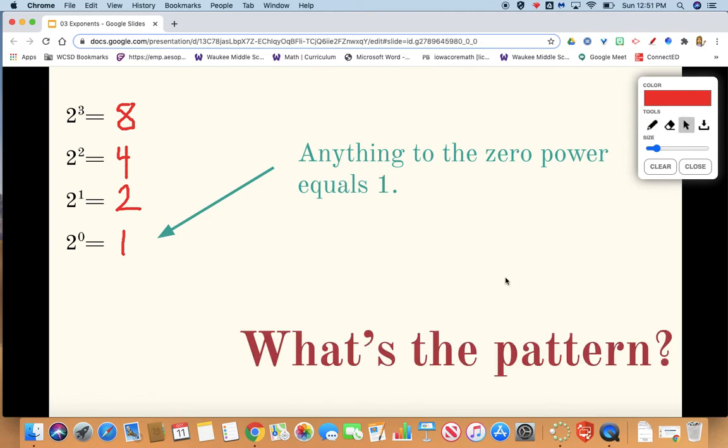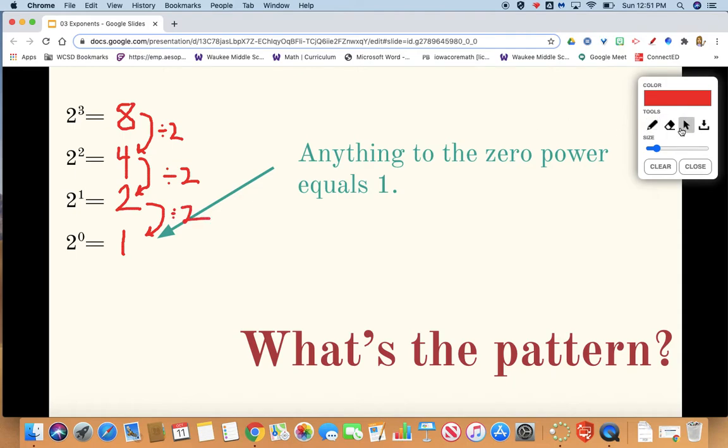What pattern are you noticing? As the exponent is dropping by 1, what's happening to our answers? Can you connect? Do you see the pattern? Maybe you saw that as our exponent decreases by 1, our answer gets cut in half. And that stays true for each one. As we take a step down, that answer gets cut in half.